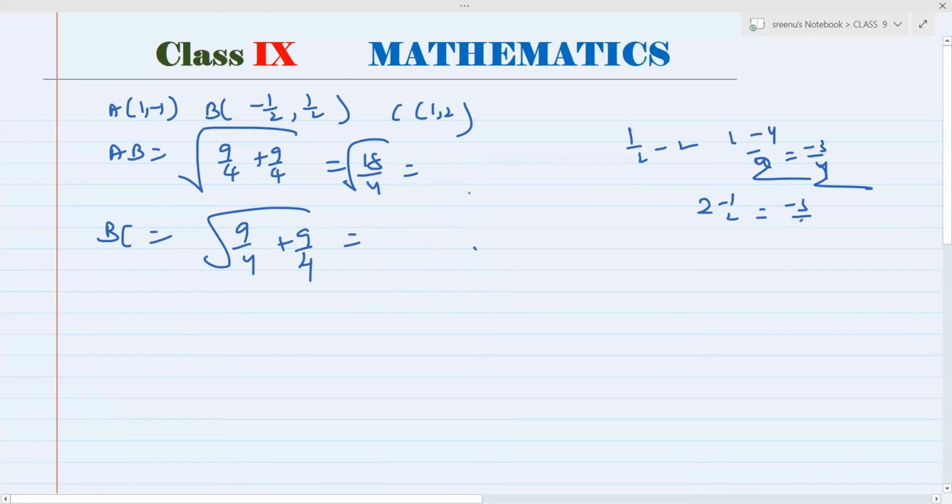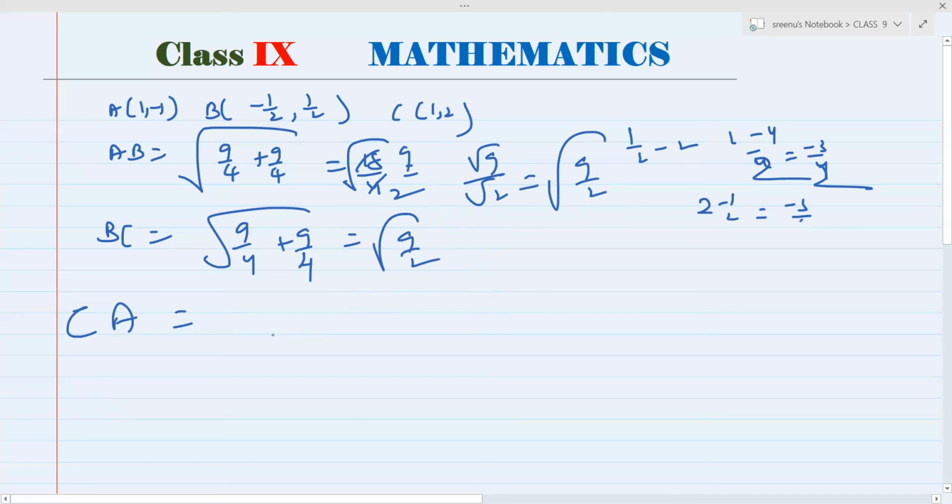No, not like this. I will write again. This cancellation 9 by 2, so root 9 by root 2, root of 9 by 2. This is also root of 9 by 2. CA is 1 minus 1, 0 plus 3. The 3 square value, how much? 9. Root 9. So root 9 by 2, root 9 by 2, root 9. So that you said like that.